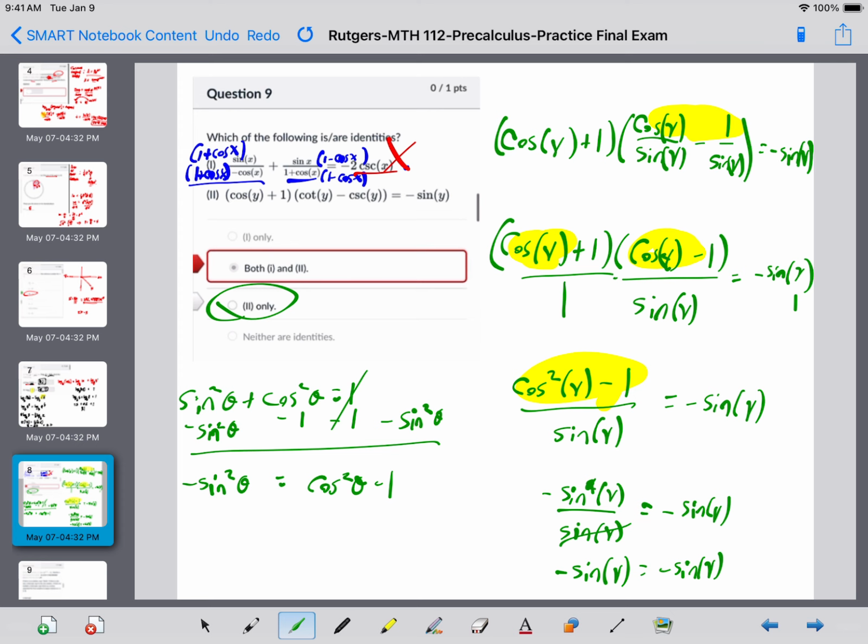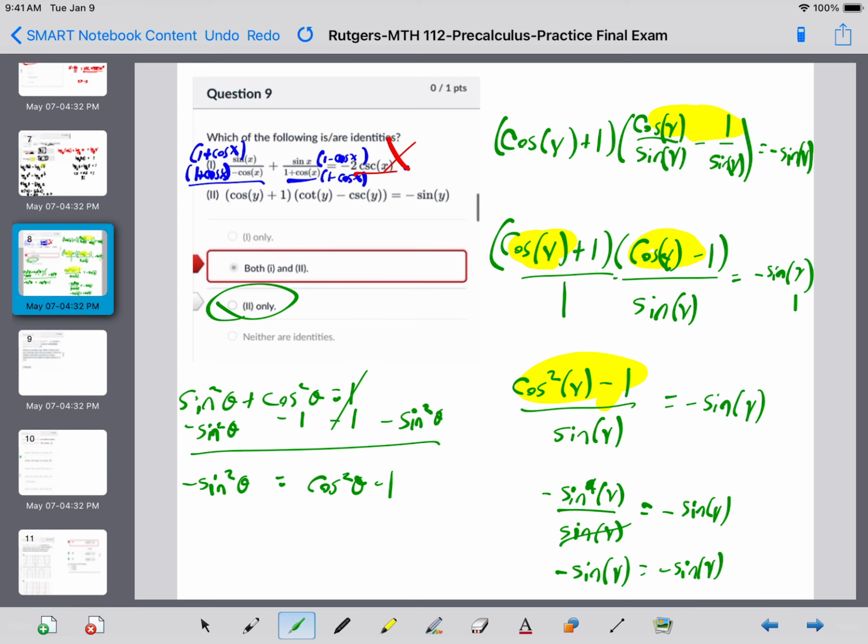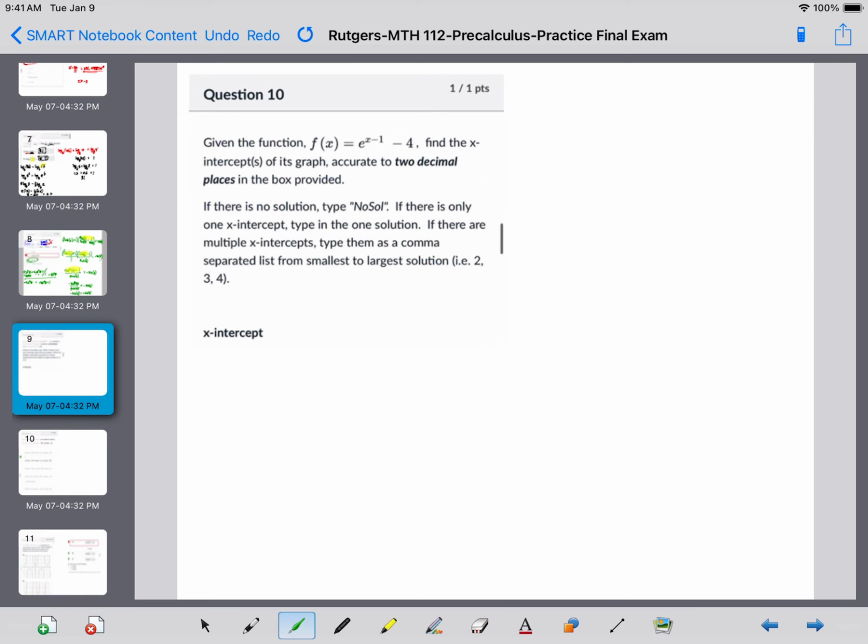Be very careful with your signs, because on that first one, most of your work could have still been correct, and you still could have gotten it wrong, because you had to remember that there was a negative on the one side.